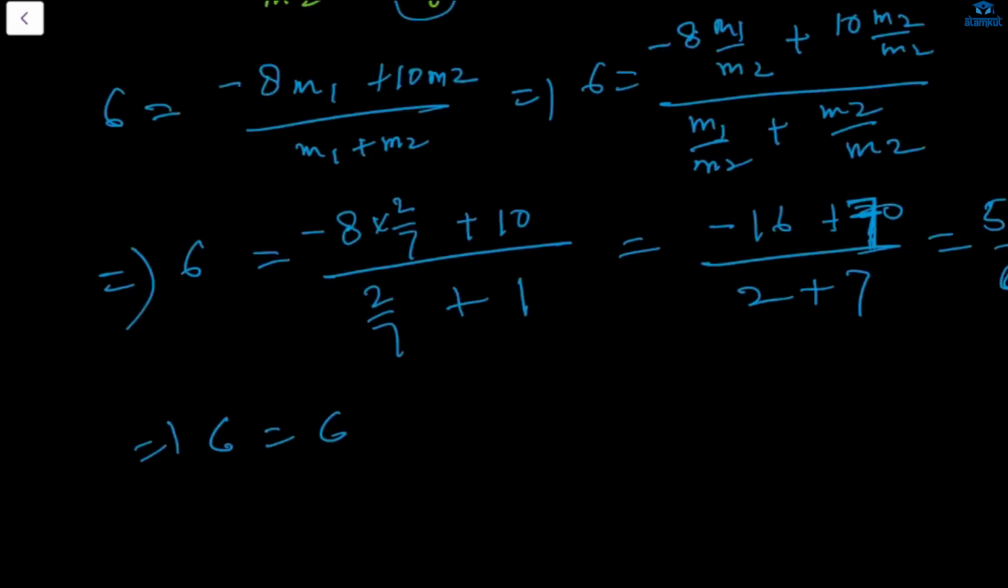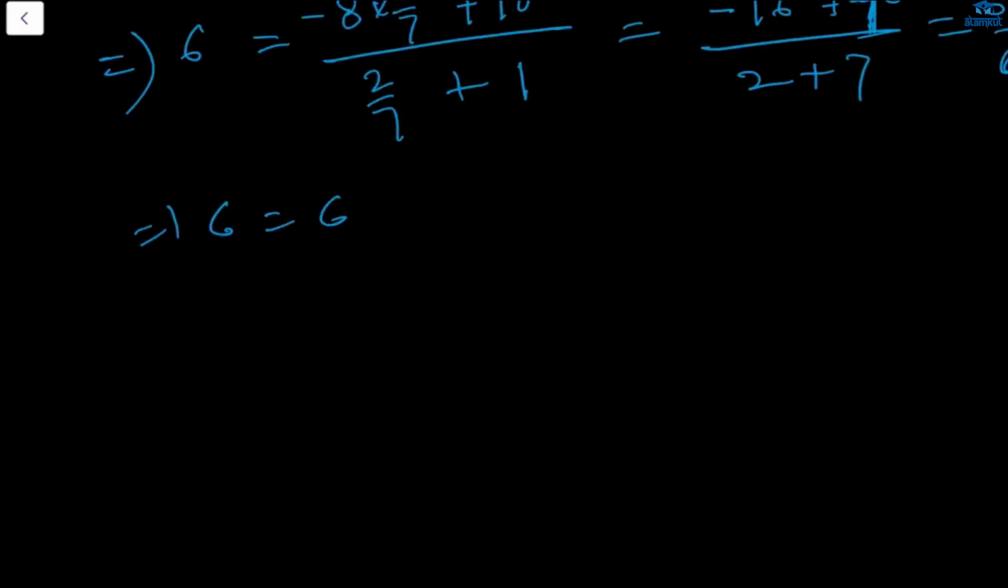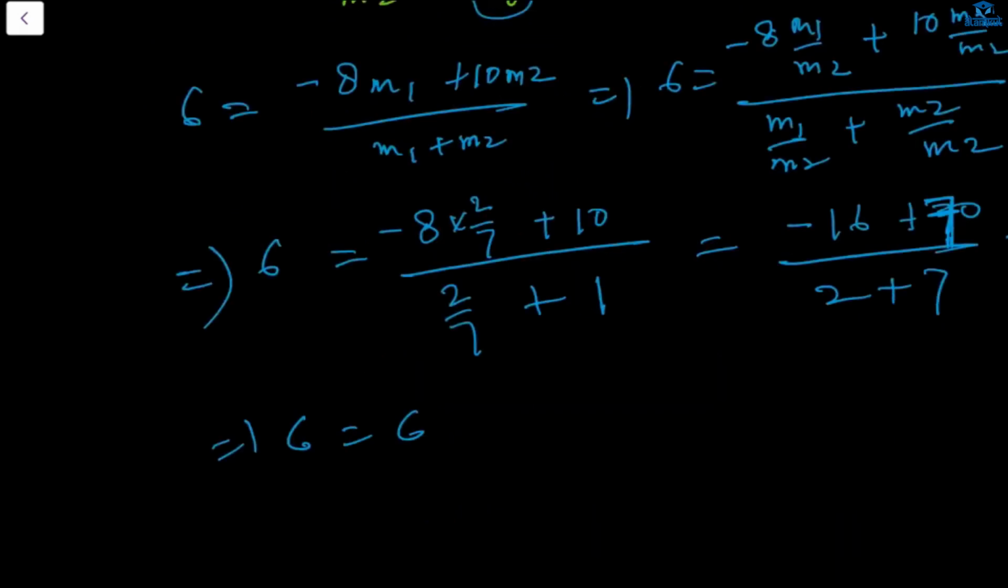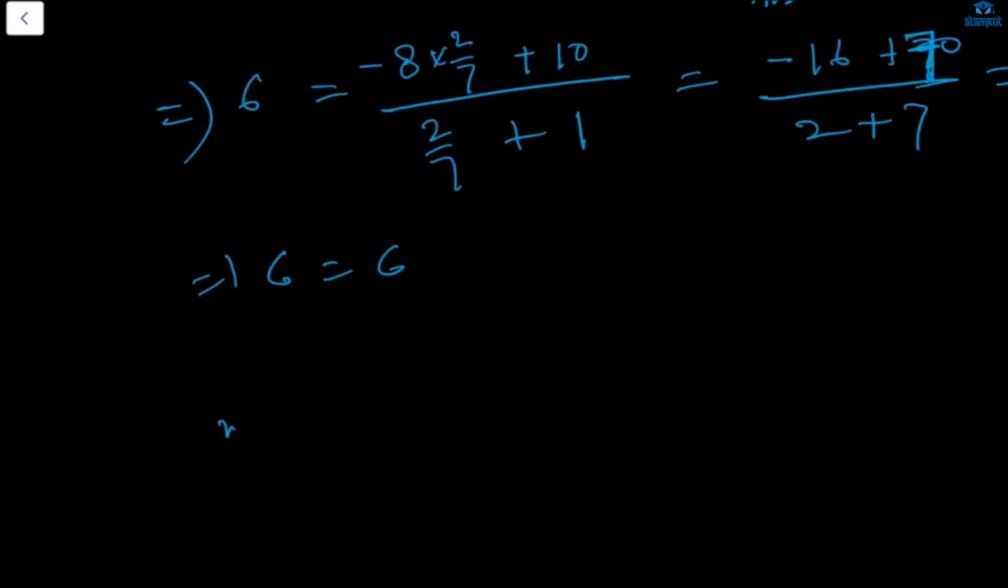So it is verified because 6 is equal to 6. If a different value comes, then the verification is wrong. That means 2 by 7 is not the ratio. Okay, so we have got the ratio, that is m1 is to m2 is 2 is to 7. Understood? Yes or no, Shazan? Yes, okay, now what is the alternate method?